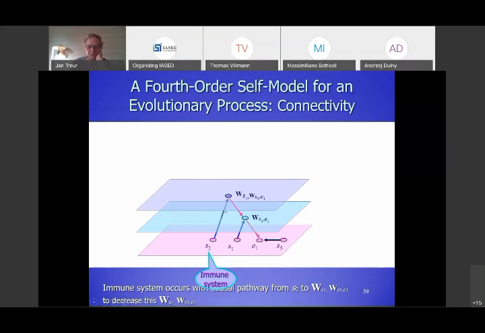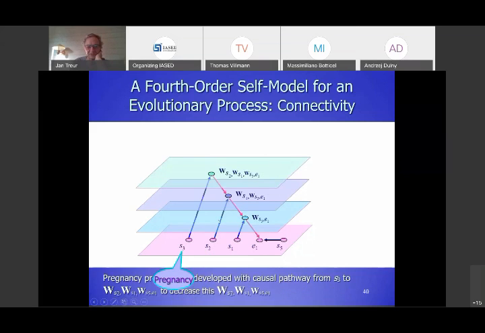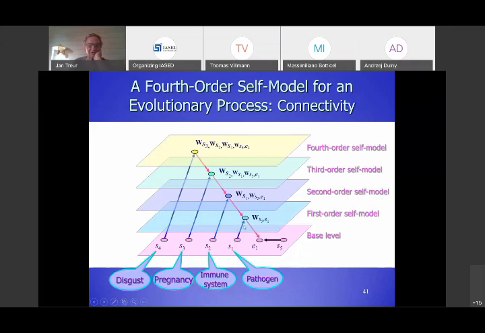It has its own causal pathway, and then the pregnancy comes in, and you want to do something with that. So this one becomes lower, which makes this connection weaker. And then finally we have the disgust coming in, so that this whole thing repeats again and gets this structure. So that means we have four orders of self-models and fourth order adaptivity in this type of process.